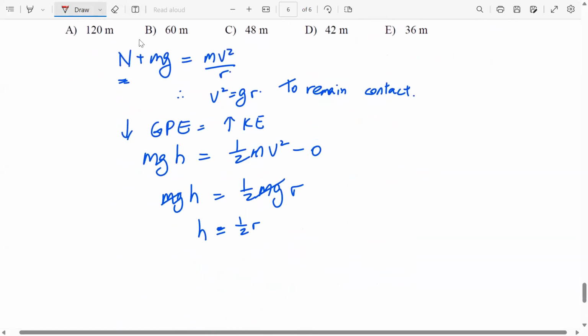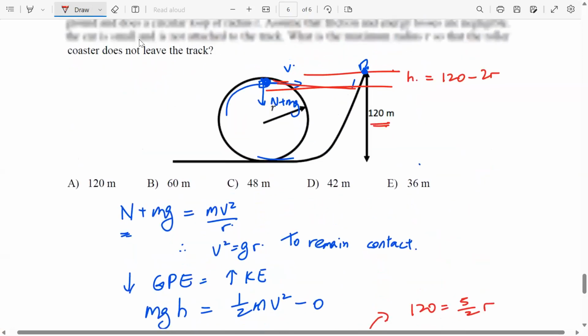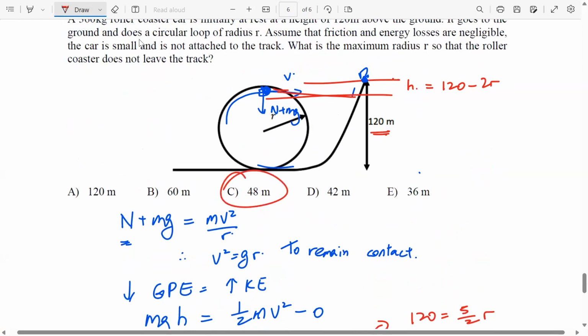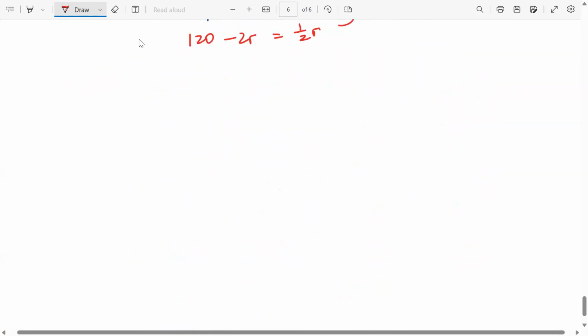So now plug back into here. 120 minus 2r equals half r. So you'll see that 120 is equal to 5 over 2 r, or r is 0.4 times 120, which is equal to 48 meters. So that is your answer, your radius, which is answer C, the maximum radius so that it does not leave the track. Okay, so that is for the first part.